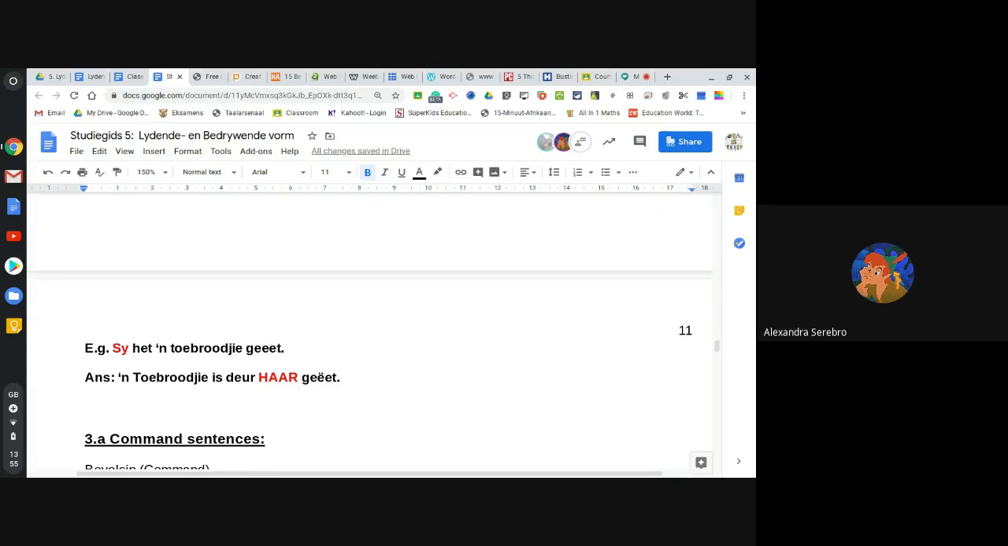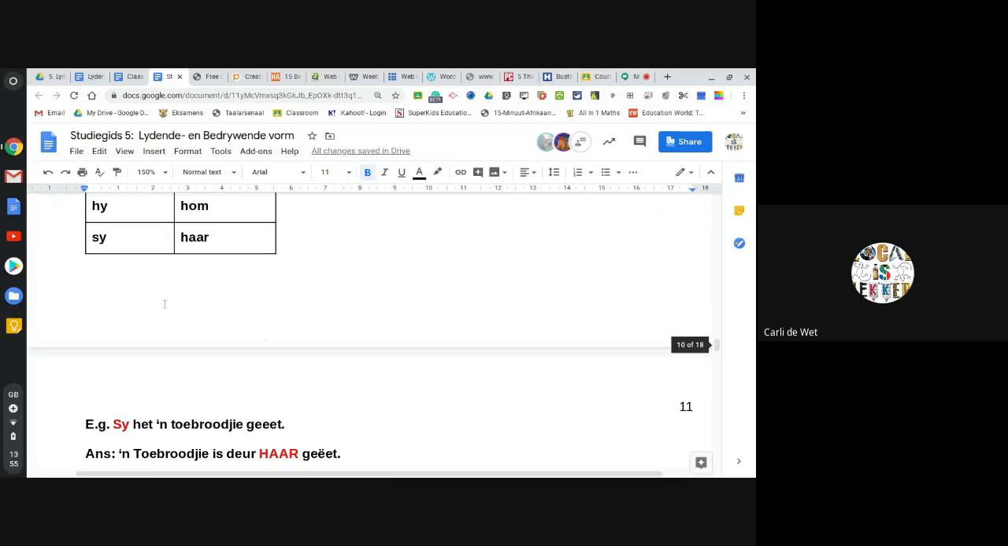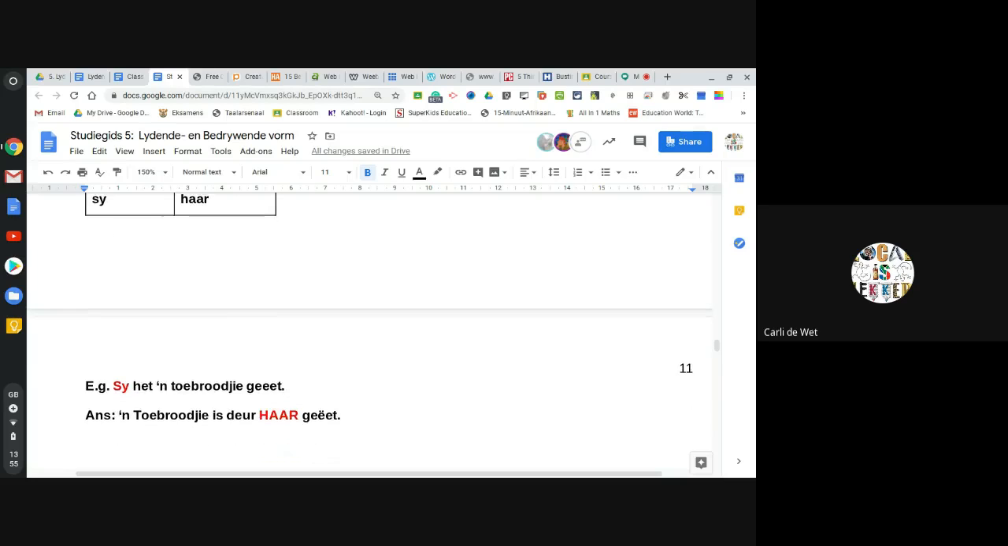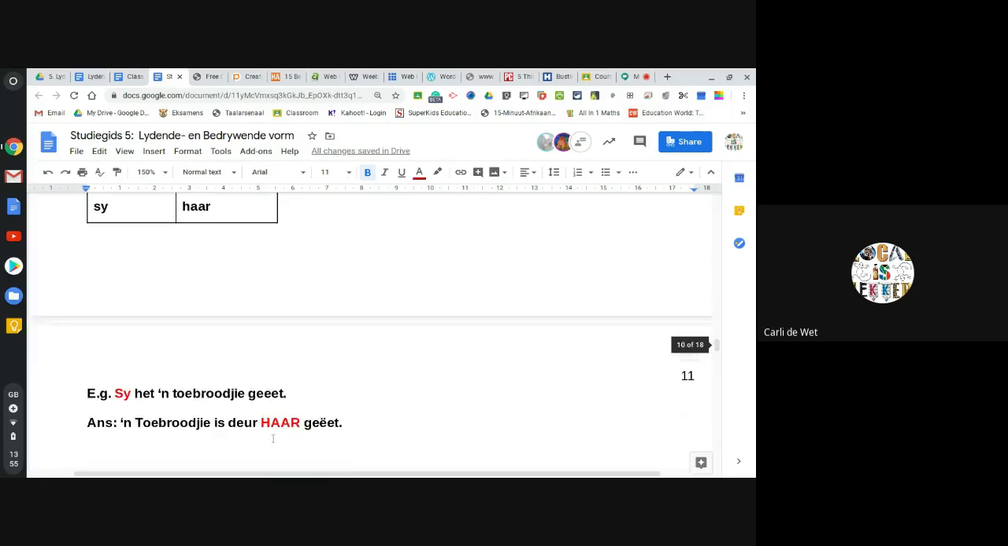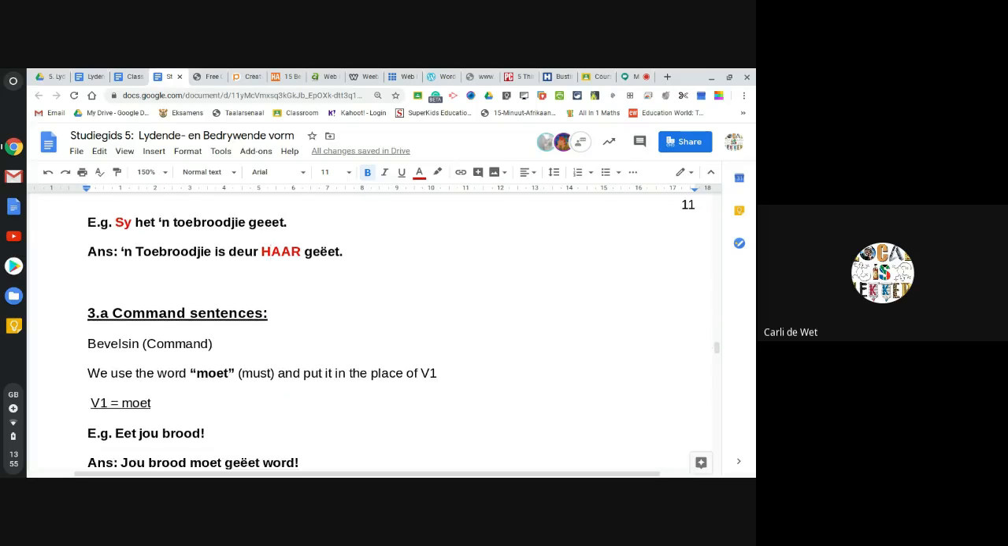Hmm. Okay. So, sy het 'n toebroodjie geëet. 'n Toebroodjie is deur haar geëet. So if I go back to this, I can say there, see there, sy changed to haar. Can you see in the sentence? Can you see sy changed to haar? Okay. Only if it is the subject. Goed, kom ons kyk na die volgende een.